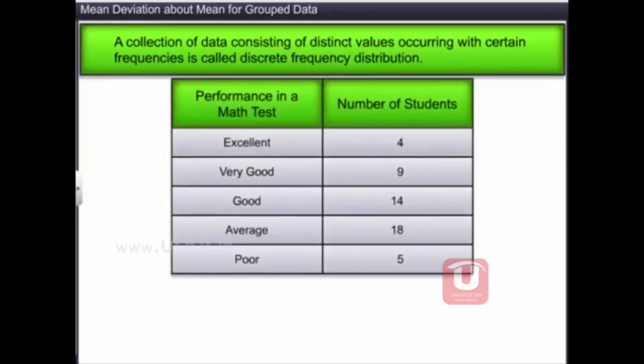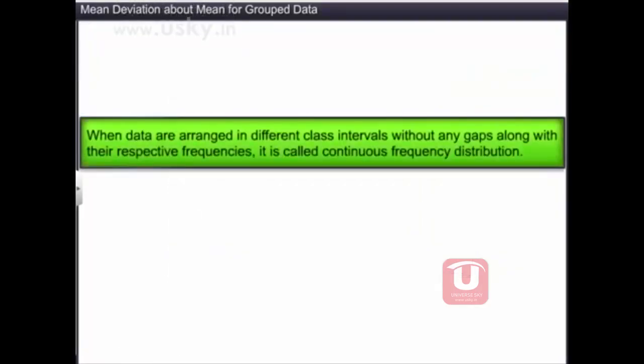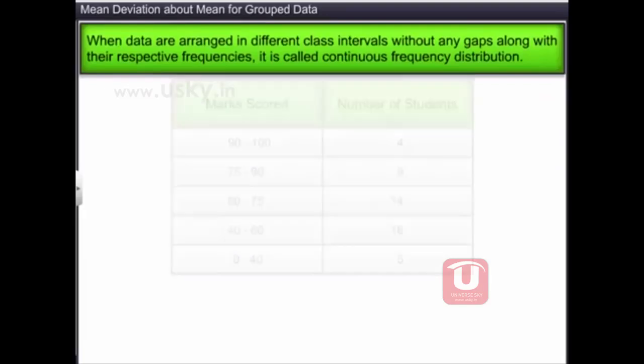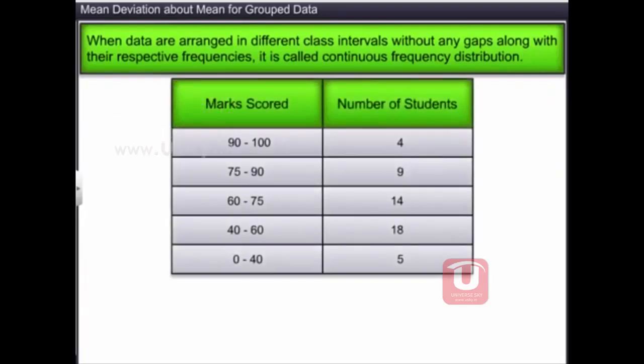The table displays the data of the performance of 50 students in a math test. In case of a large number of observations, we classify the data into different class intervals without any gaps along with their respective frequencies. Such distributions are called continuous frequency distributions. An example of continuous frequency distribution is shown here. The table displays the marks scored by 50 students.